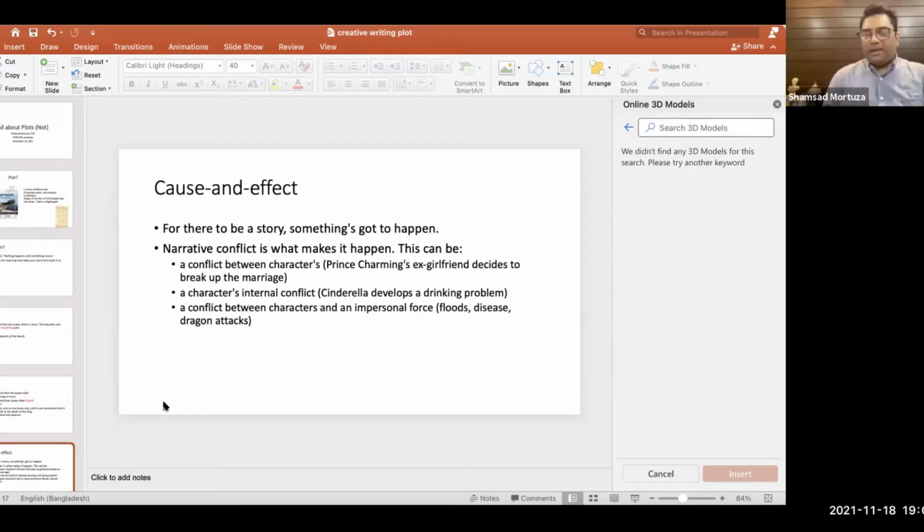Or it can be an external conflict, all right? So we can have a flood, disease, dragon attacks, like our COVID. All these things, you have no control over things. So there is an impersonal force out there, and this is impacting the characters. So that can be another way of understanding this cause and effect.